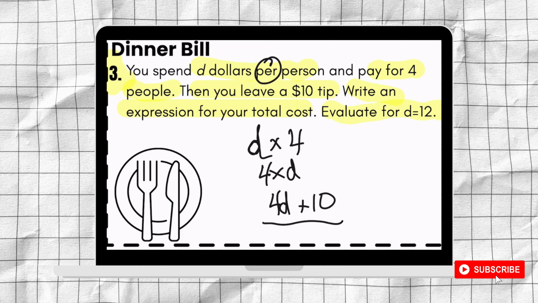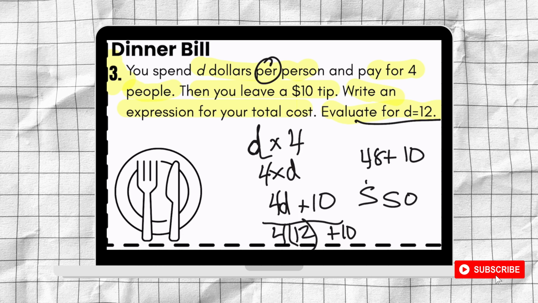So it's D dollars per person plus a one-time flat rate of $10 for the tip. I don't have to do a tip for each person. That's on the total cost of the bill. So our expression is 4D plus 10, and then now I can evaluate it. D equals 12, so each person spent $12. So I'm going to do 4 times 12, which is 48. And then I have 48 plus 10, which gives me the total cost of $58.